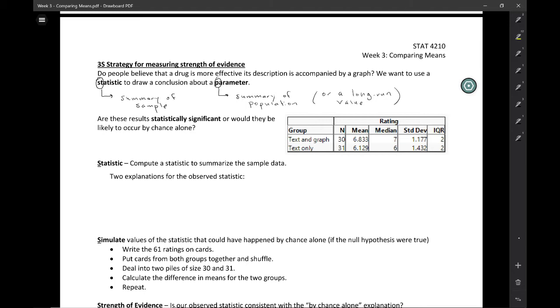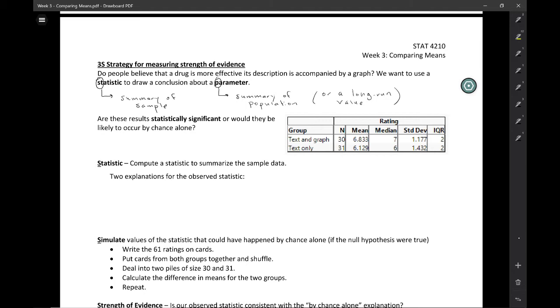So I'm going to use what's called a 3S strategy. Our book doesn't use this terminology, but if you look at section 10.3 of our book, it does a similar process. So the first step is compute a statistic. So we want to summarize the sample data. And a statistic needs to be one single number that will sort of summarize what's going on in the sample. So we've got our sample means, but that won't do it because we have one for each group. So we need some way to put them together.